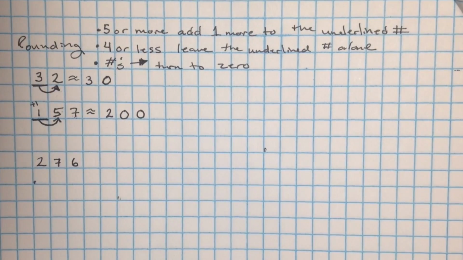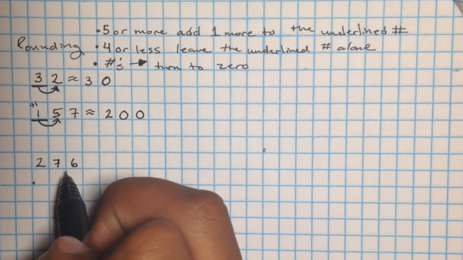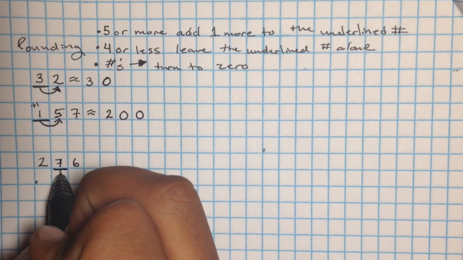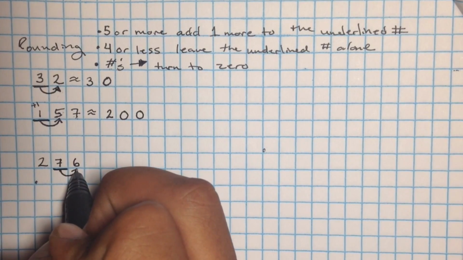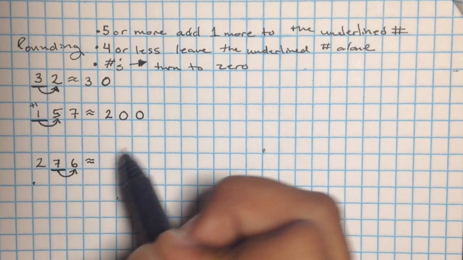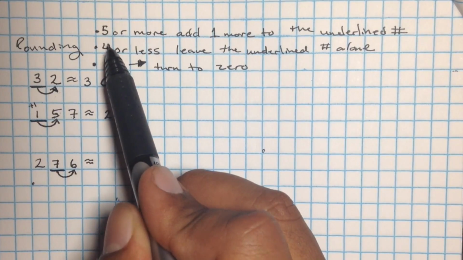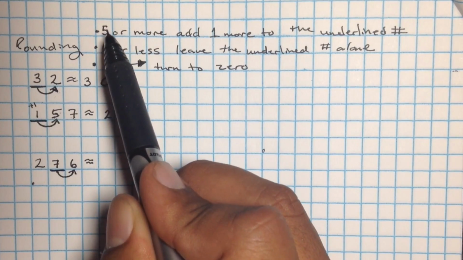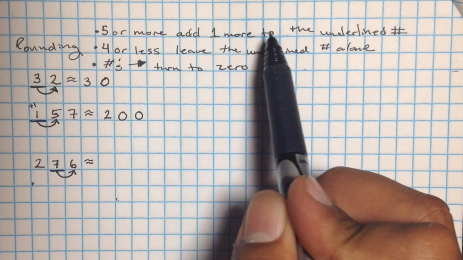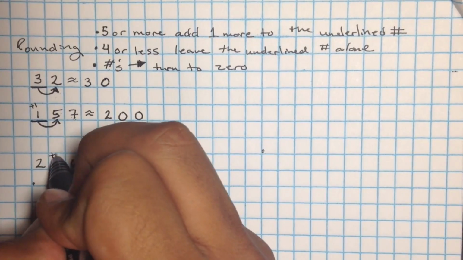276. Now 276, let's round it to the nearest tens place. So 7 is in the tens place. And I want to look to the right. So I follow that rule again. Look here, there's a 6. Is it 5 or more or 4 or less? Well, 6 is 5 or more because it goes 5, 6. So that means it's in this rule here. So 5 or more, add one more to the underlined number. We underlined 7. So I'm going to add one more to it.